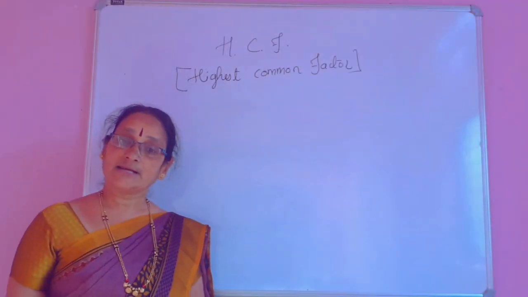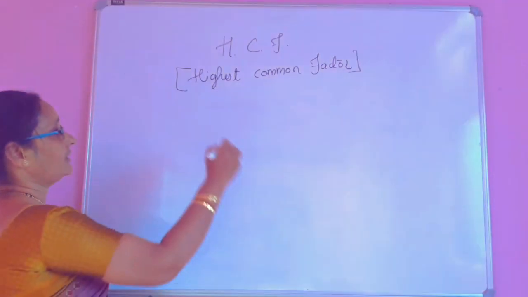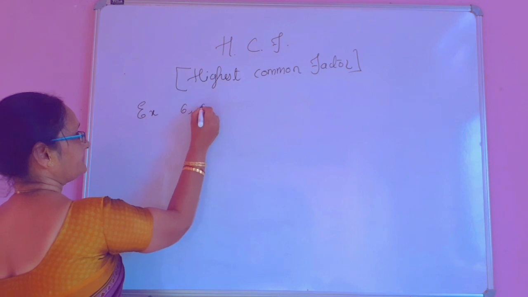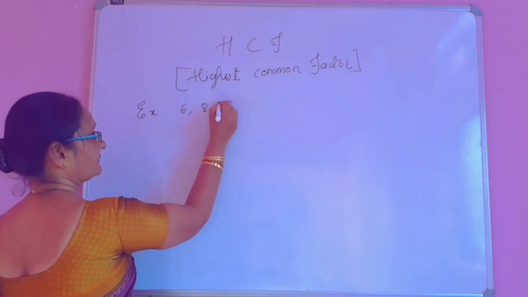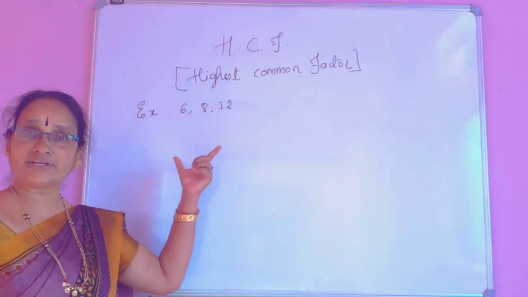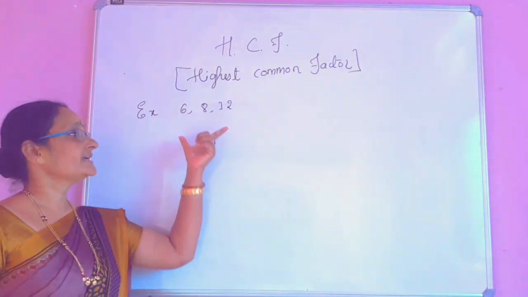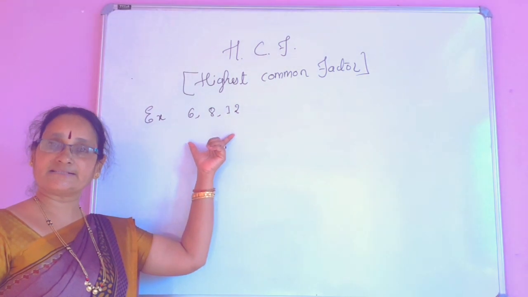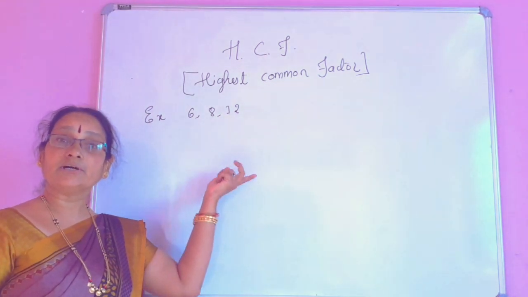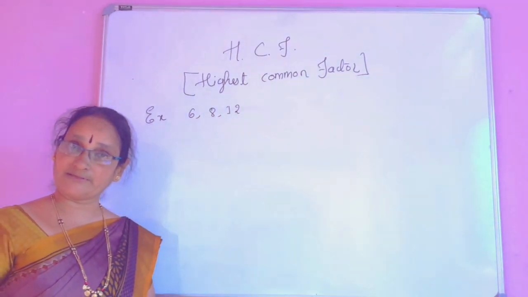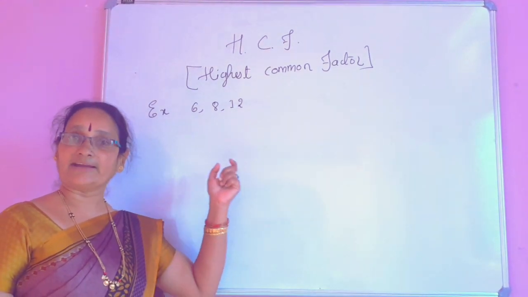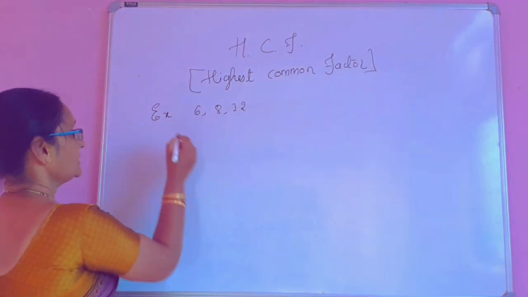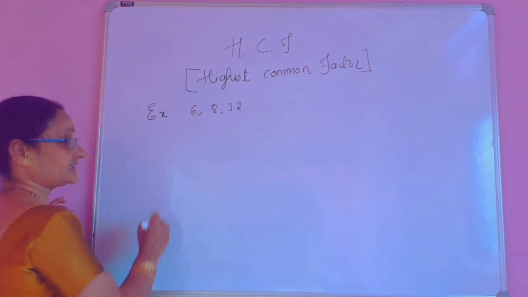Hello students, let me solve the next example of 3 numbers. Example 6, 8, 12. Here there are 3 numbers. Now I have to find out the HCF of these 3 numbers. I am finding out with both of the methods: listing out the factors and also the prime factorization method. Okay, first listing out the factors method.